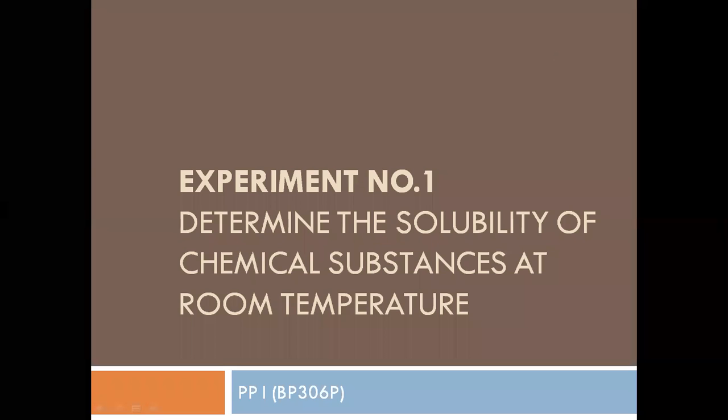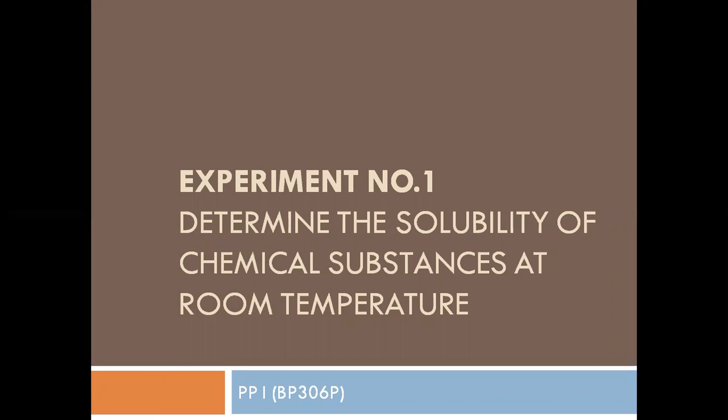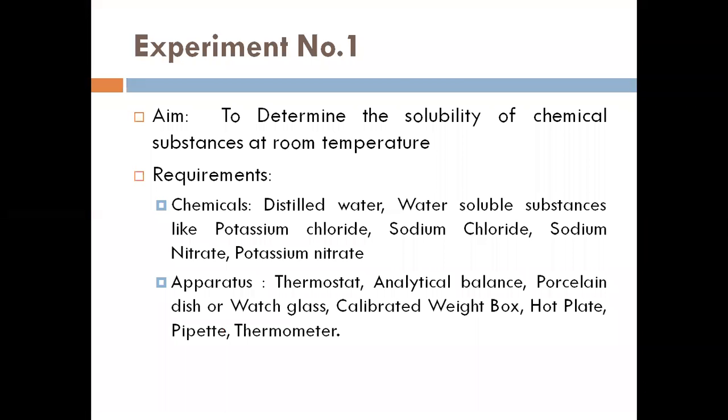Experiment number 1. Determine the solubility of chemical substances at room temperature. The aim of this experiment is to determine the solubility of chemical substances at room temperature. Requirements: chemicals like distilled water, water soluble substances like potassium chloride, sodium nitrate, potassium nitrate.